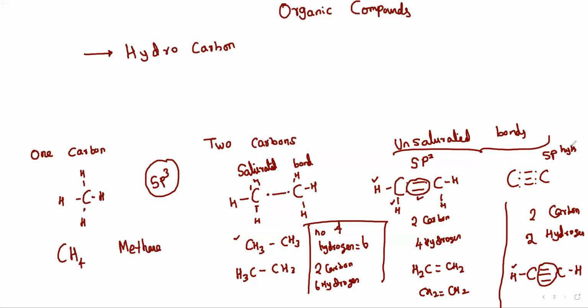So saturated bonds always form sp3 hybridization. Unsaturated means it may be sp2 or sp hybridization. So depending upon whether it forms a single bond, a double bond or a triple bond, we can classify hydrocarbons into three types. You may have studied. Do you know this?